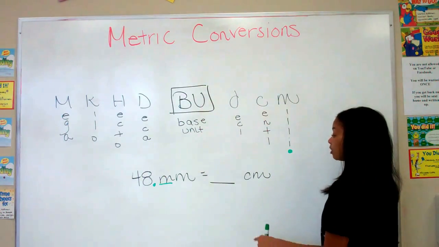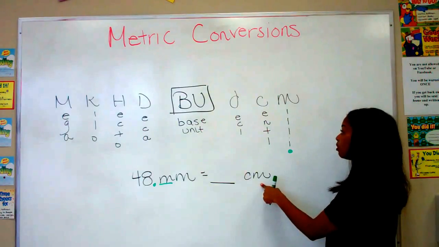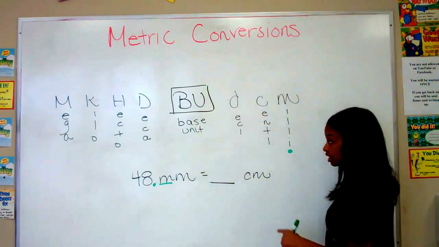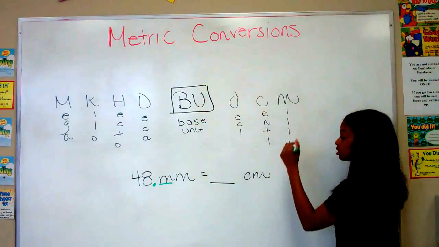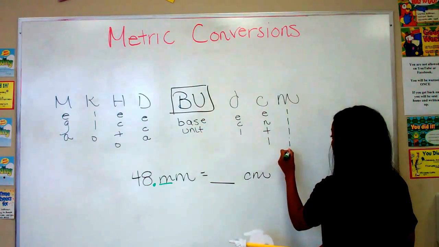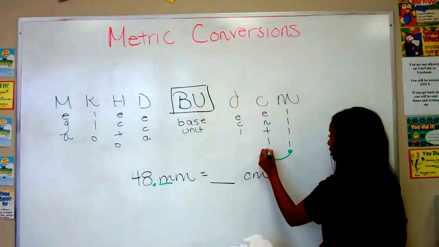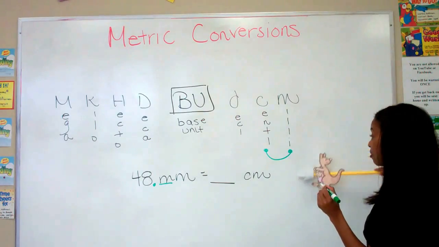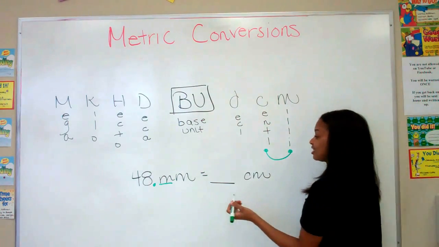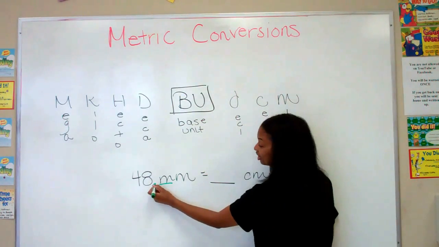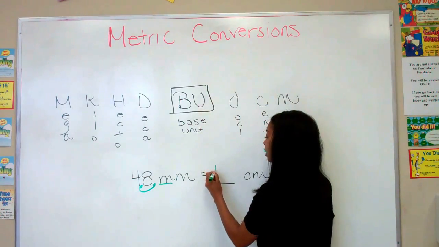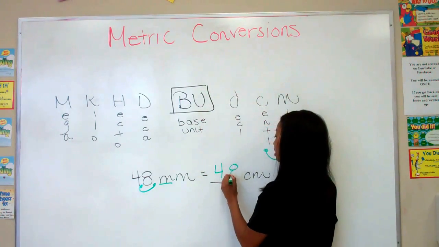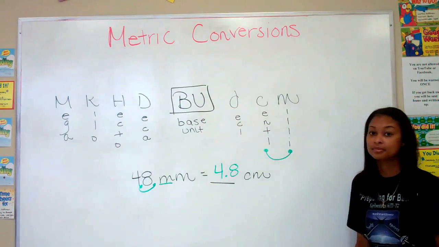Then we're going to find out where centimeters are. Well, if we look up at our "My Kangaroo Has Dandruff, but you don't care much," we see that centi is really right next to milli. So we're going to take one hop from milli over to centi. See? One hop. So we'll take one hop with our decimal here and move right here in between the 4 and the 8. So now our answer is 4.8 centimeters.